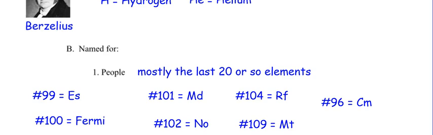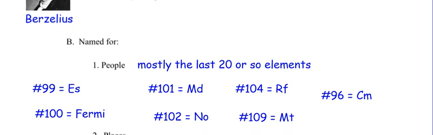So Einsteinium, Fermium is Fm. Mendelevium is named for the one that came up with the periodic table. Nobelium, Alfred Nobel. Rutherfordium. Number 96 is curium, from Marie Curie. Number 109, which I think is fascinating, is meitnerium. That was from Lise Meitner, who actually proved Albert Einstein wrong.